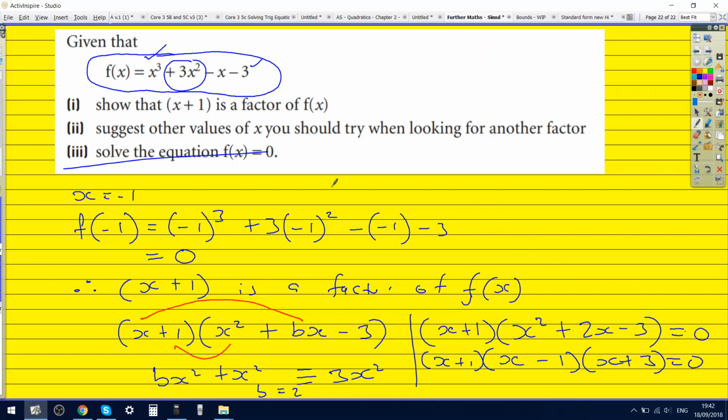Part 3, solve the equation f of x equals 0. So x is equal to 1, or x equals minus 3. That's it.